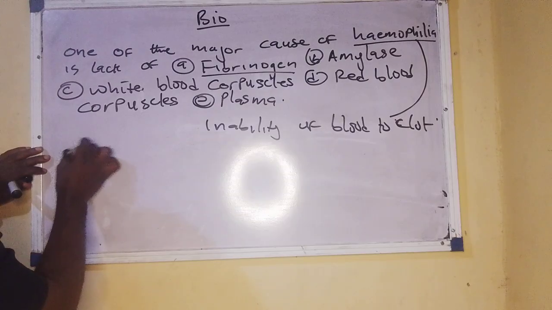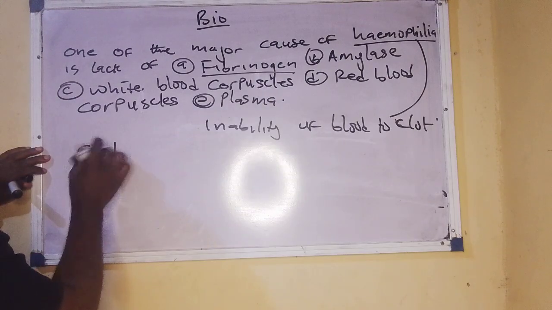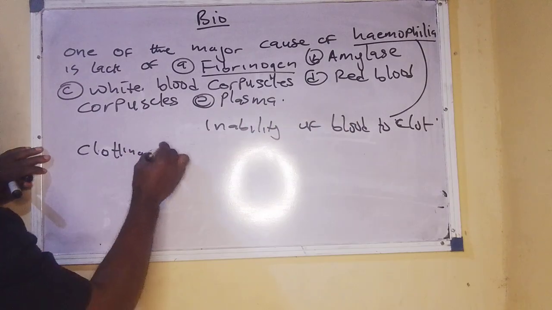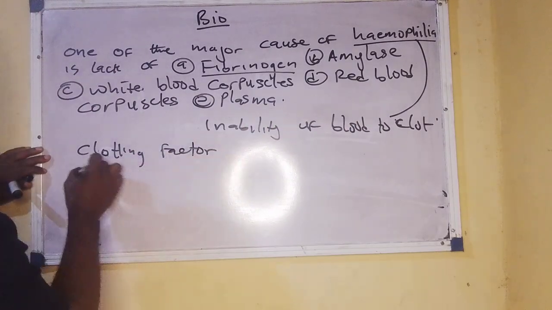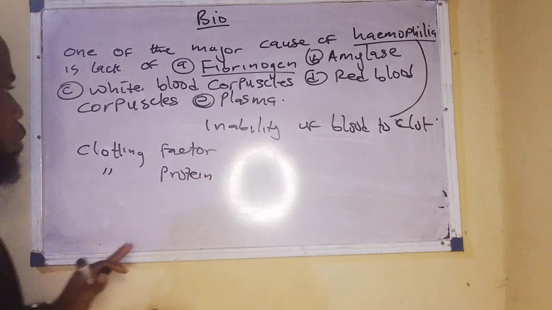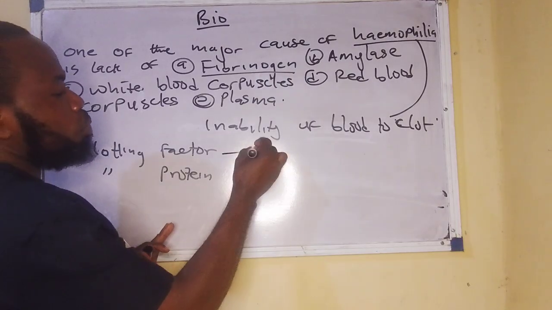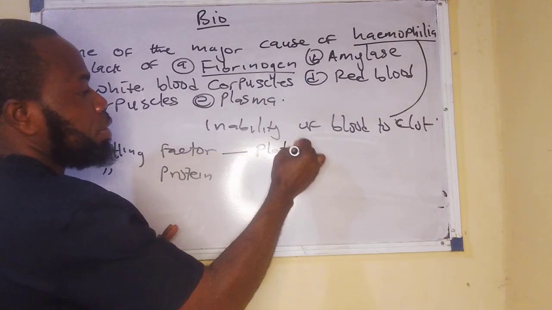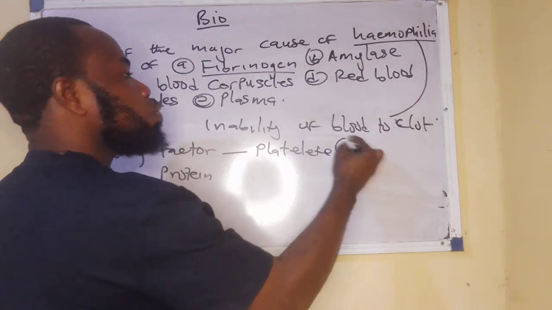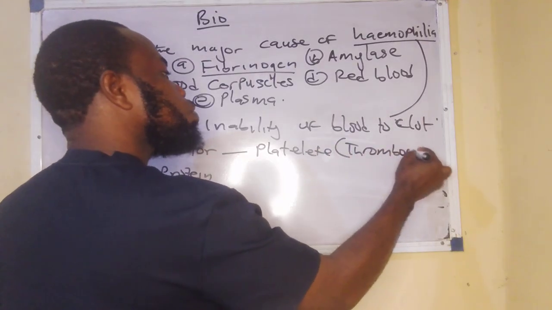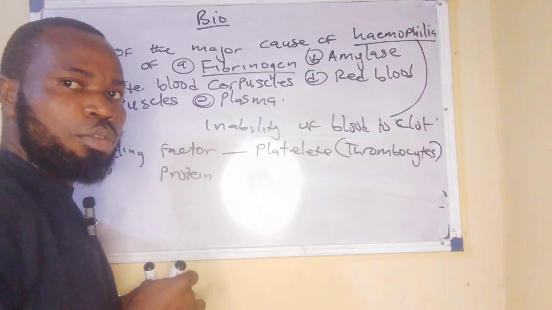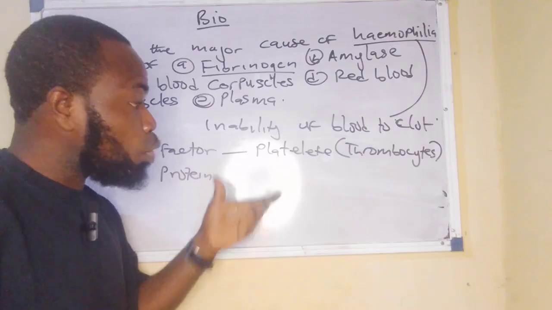Now, I want to bring out something. There's what we call the clotting factor, and we have what we call the clotting protein. If they ask us in the exam what the clotting factor of blood is, it is platelets. This platelet is also known as thrombocyte. Platelets are one of the blood cells.